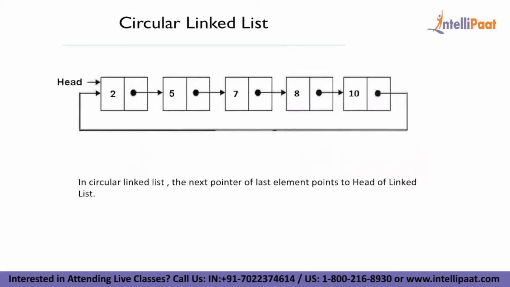A circular linked list has one head element, and other elements as usual, and the next portion of the last element, or the successor of the last element, is the first element. While traversing the linked list, we just have to find where my head is, and then we traverse like this: 2, 5, 7, 8, 10. Now 10 points to 2 again, so we will be revolving in a circular manner, and that's why it is called a circular linked list.